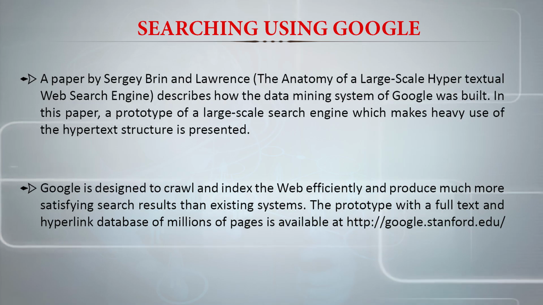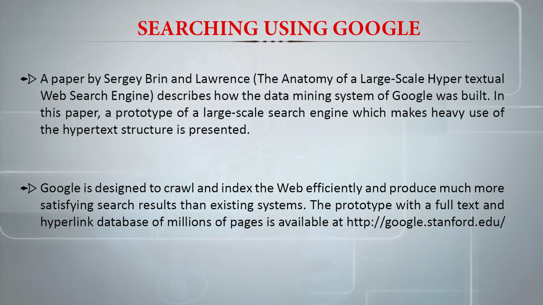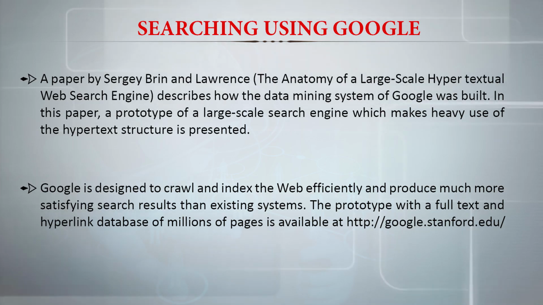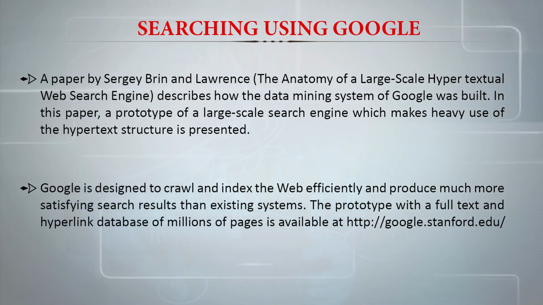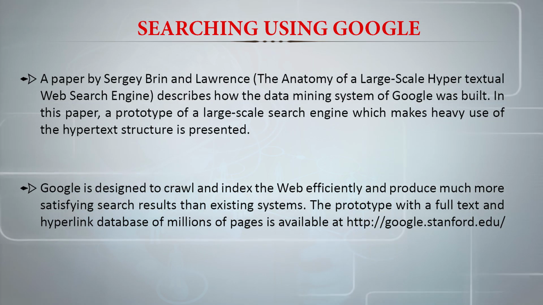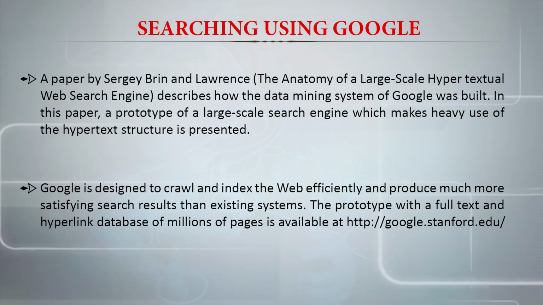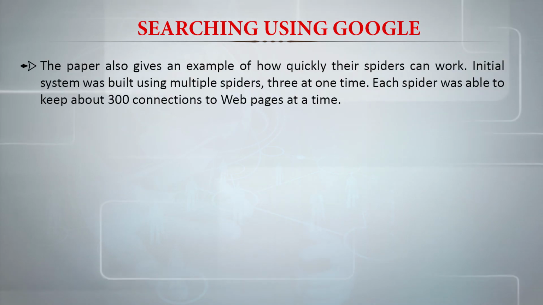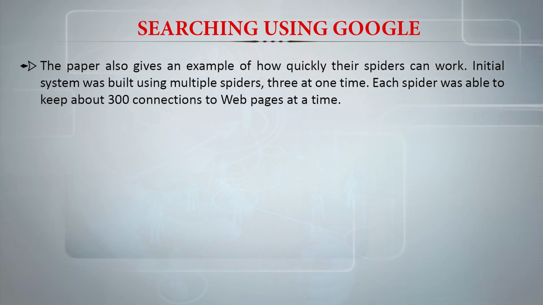The prototype with a full text and a hyperlink database of millions of pages is available at google.stanford.edu. You can refer there for information related to whatever we are discussing, particularly the full text and hyperlink database of millions of pages that are available. The paper also discusses an example of how quickly their spiders can work.